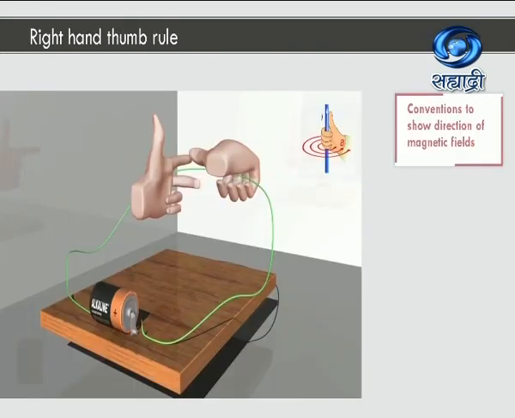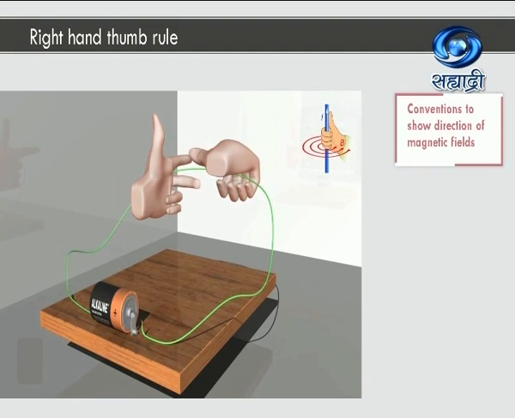Now, the thing is, we said that the magnetic field produced by a current carrying wire changes its direction with change in the direction of current through that conductor. Now, if I want to identify the direction of the magnetic field produced around a current carrying wire, how am I going to find it out? This can be done by the right hand thumb rule.